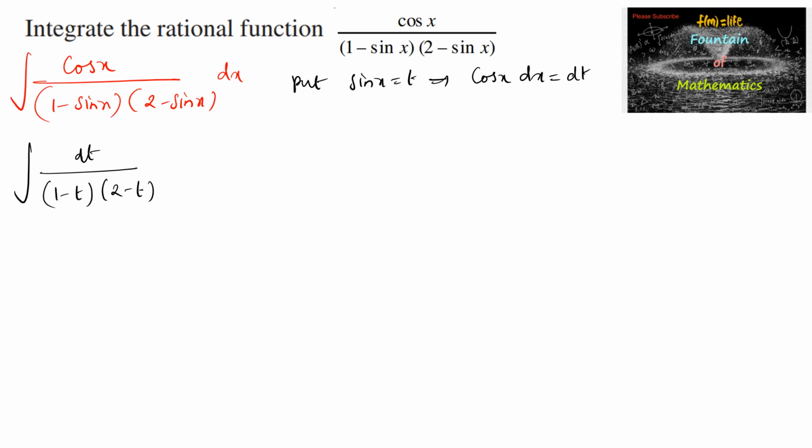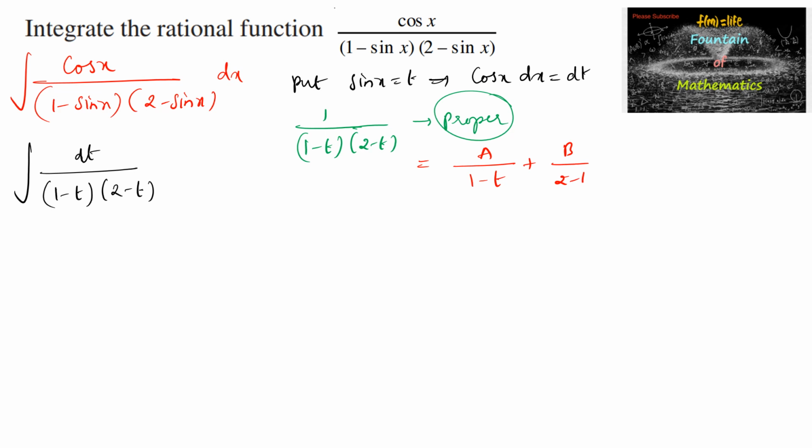So we can see that 1 upon 1 minus t into 2 minus t is a proper fraction. So we can resolve into partial fractions as a upon 1 minus t plus b upon 2 minus t. So we can add 1 is equal to a times of 2 minus t plus b times of 1 minus t. To get the constants, let us substitute.